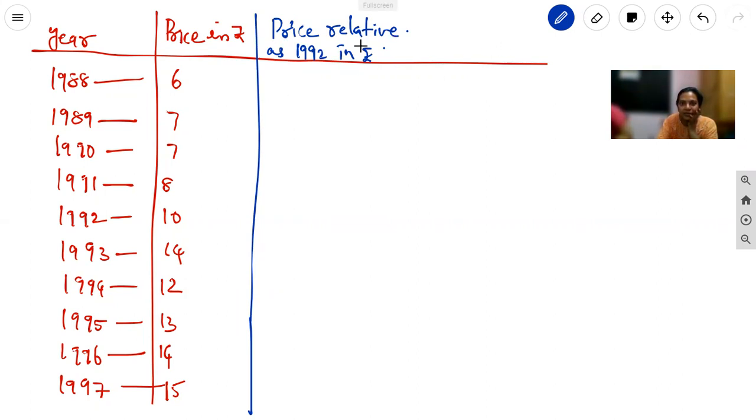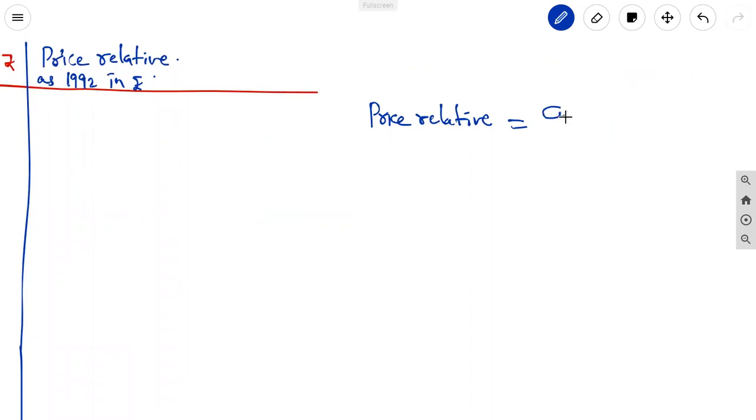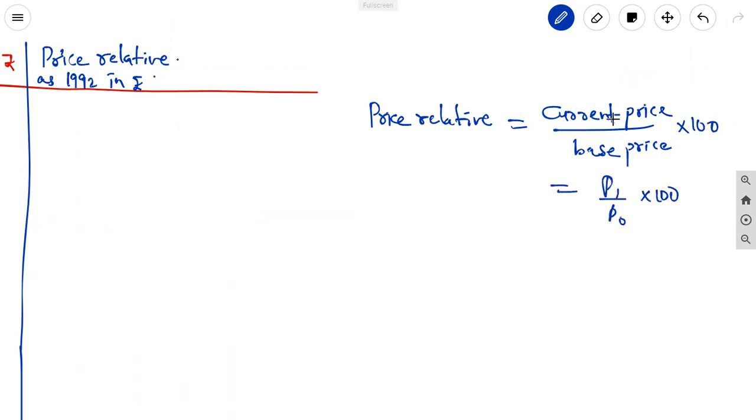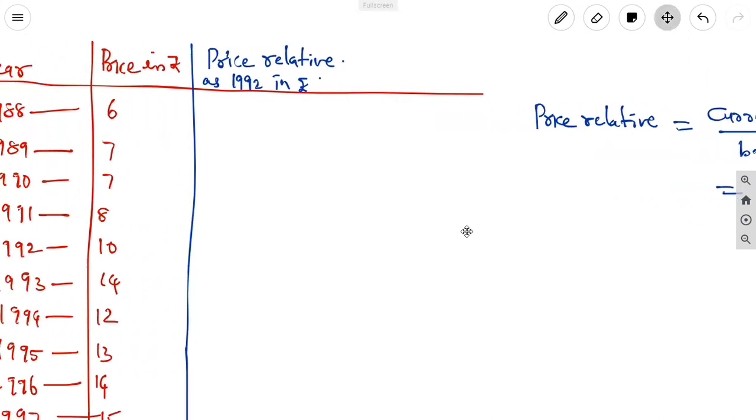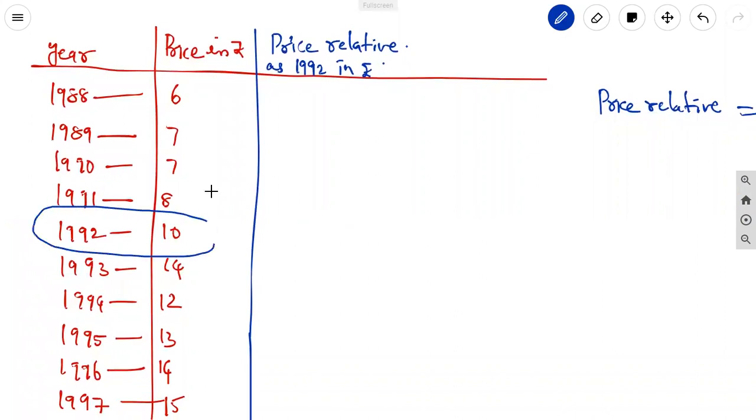Here, first we can find out the price relative. The price relative formula is equal to current price by base price into 100. That is nothing but P1 by P0 into 100. Here, what can we take as the current price? Current price is for all the years, but the base price is 1992. What is the base price? This is the base price.